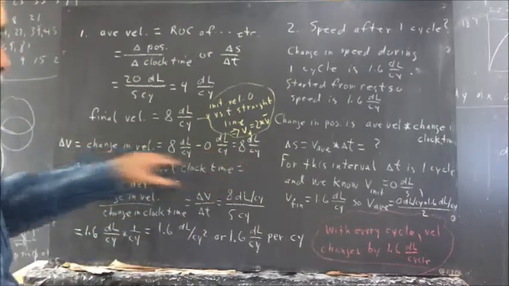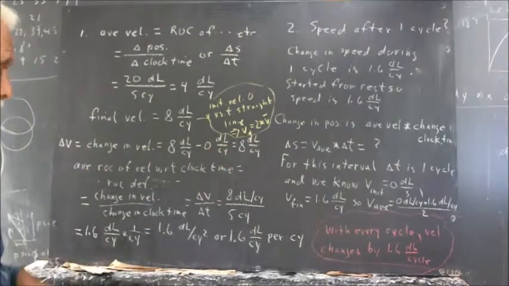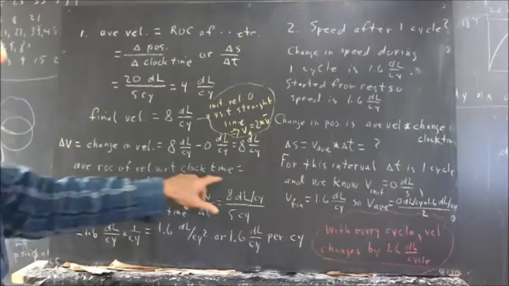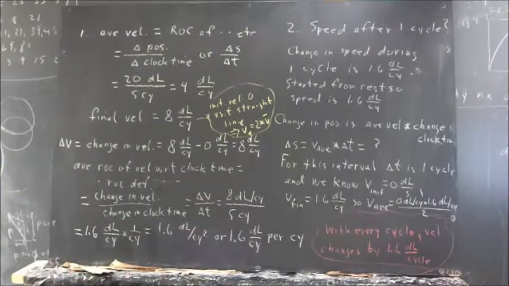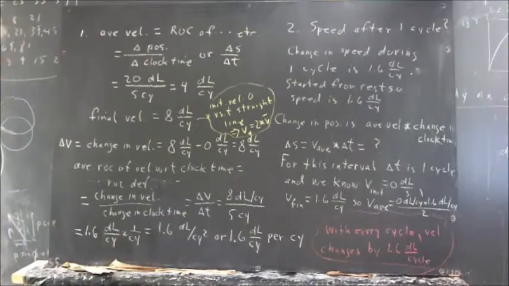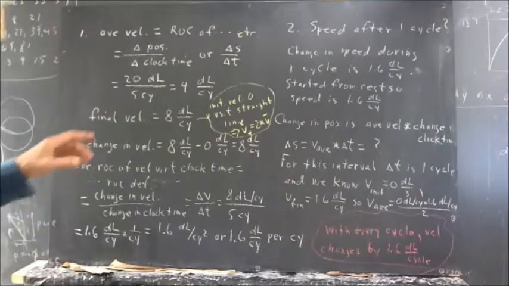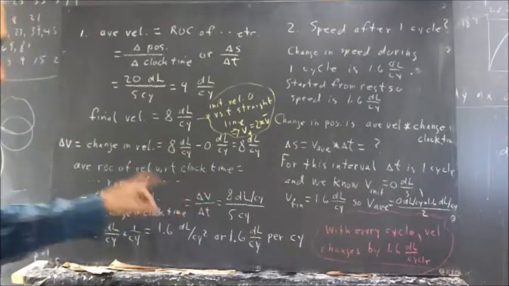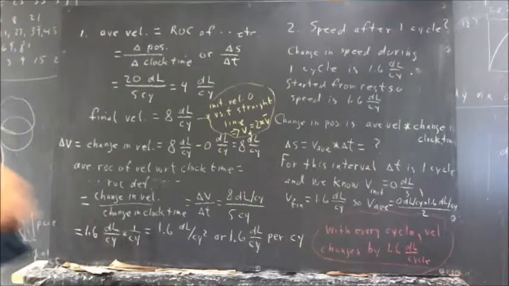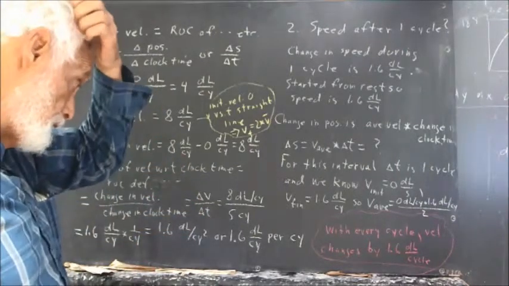Now, why would we be calculating that? I probably should have said it before. You're asked for the average rate of change of velocity with respect to clock time. And that again equals the rate of change definition. The rate of change of velocity with respect to clock time is change in velocity divided by change in clock time. And that's delta V over delta T if we do it in symbols.